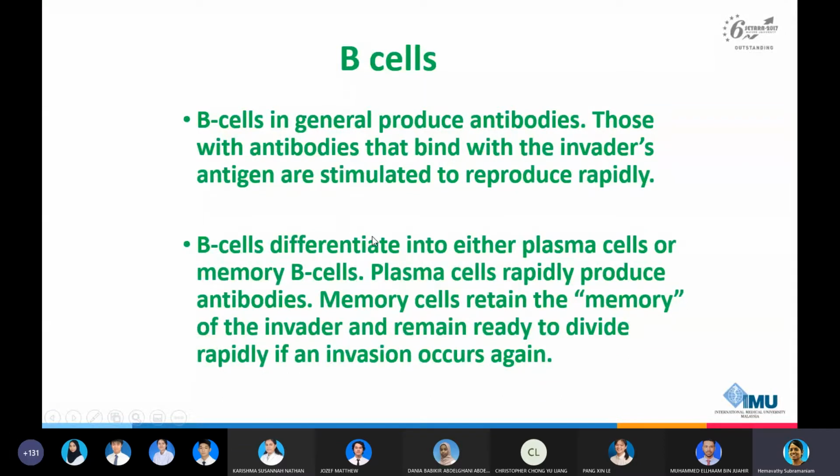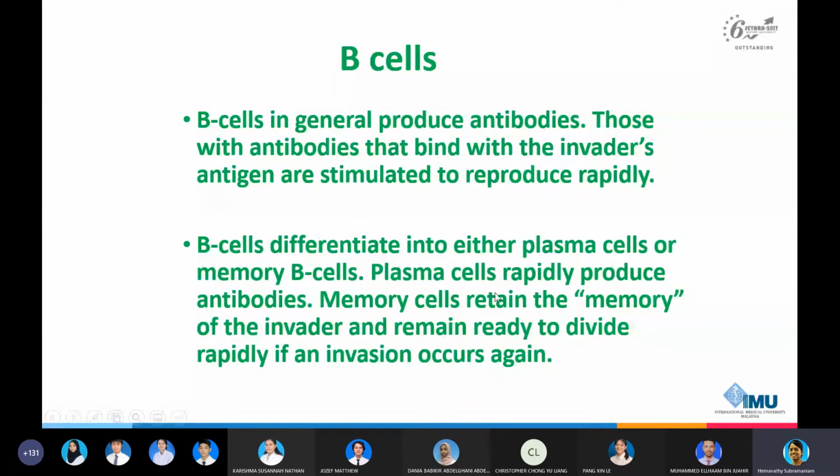So the B cells can differentiate into plasma cells to release antibody, and they will also differentiate into memory B cells. Plasma cells rapidly produce antibodies. The memory cells will retain the memory of the invader, and will be ready to divide rapidly if an invasion occurs again. Meaning if an invasion by a similar pathogen occurs, the memory B cells will take over.